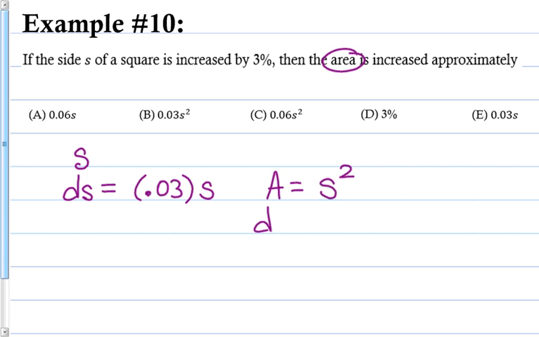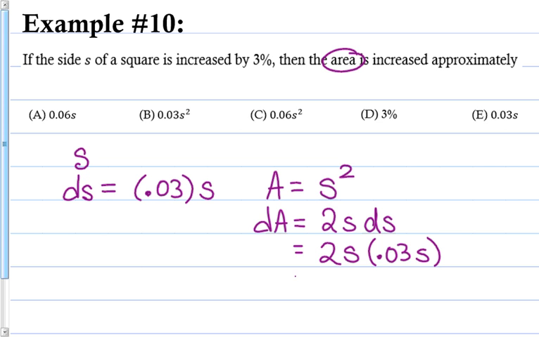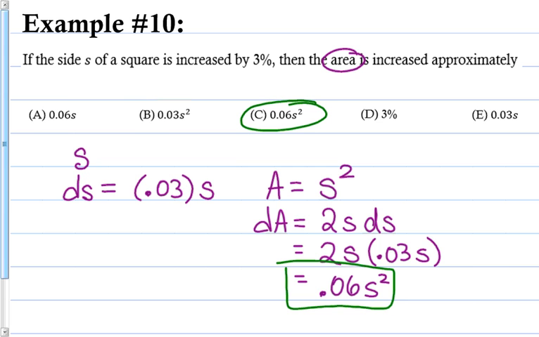All right, so differentiate. dA equals 2s ds. Plug in what you know. I don't know s, but I do know ds, which is 0.03s. Let's simplify this a little. 2 times 0.03 is 0.06, and then the s times s is s squared. So the increase of my area, they didn't ask for percent, is 0.06 s squared. So where would that be? C. There you go.